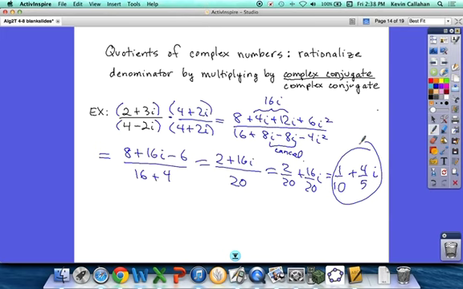Why are we allowed to multiply by 4 plus 2i over 4 plus 2i? Why can I do that and not change the value? What is 4 plus 2i divided by 4 plus 2i? It's 1. So essentially all we're doing is multiplying times 1. You're allowed to do that. It doesn't change the value of anything. But by multiplying in this form, it's going to get rid of all the i's in the denominator so that we can write it as a plus bi complex number.